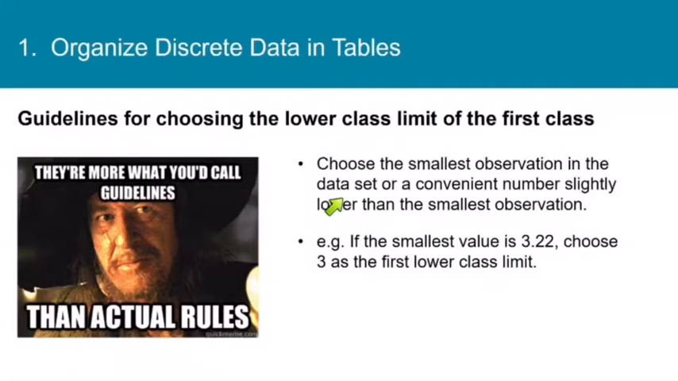Find the smallest observation in the data set and then either use that as the lower class limit of your first class or use a convenient number that's slightly lower than that. Like, if you'll remember in the last example we did, I think the smallest data value we had was 672 or something, but they let us use 670 as the lower class limit of the first class because 670 is a nice round number. And for another example, if the smallest value is 3.22, then it would be convenient to choose 3 maybe as the first lower class limit. It entirely depends on your data set. So that's a choice you can make.